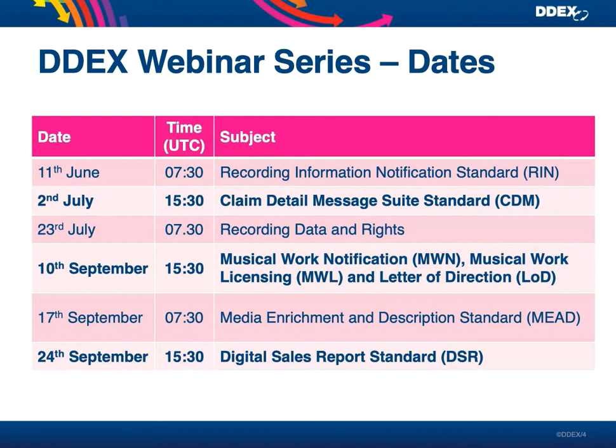the Claim Detail Message. And then on the 24th of September, we will look at its sister standard, the Digital Sales Report. And in between those, on the 10th of September, we will be going through the various standards that are used to support the licensing of mechanical rights in musical works in the US, namely the Musical Work Notification Standard, the Musical Work Licensing Standard, and the Letter of Direction Standard. We are also doing webinars at a different time zone, really with those people who are east of London in mind, and covering some of the other standards that we have.